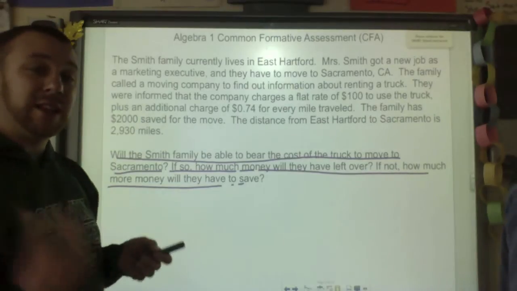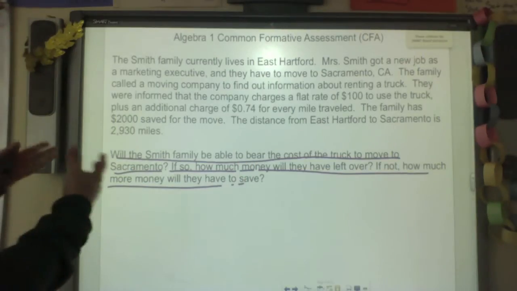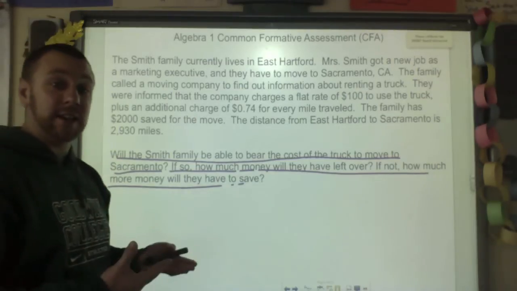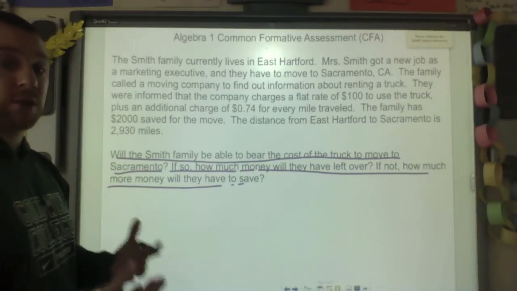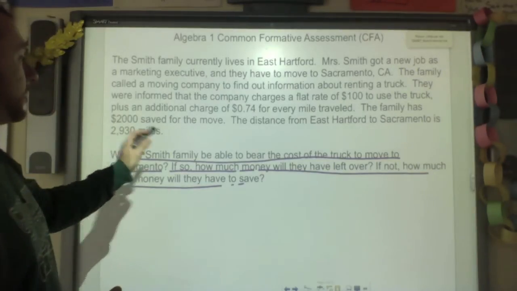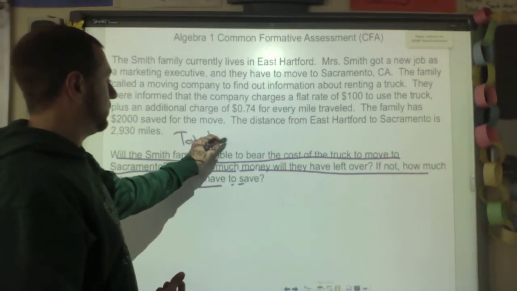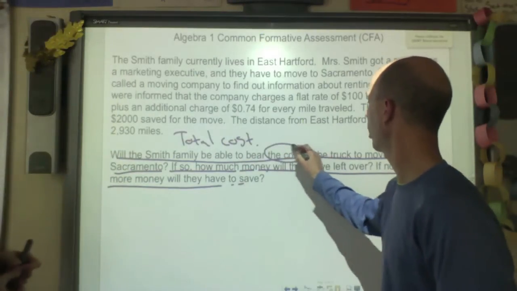But there's one thing that doesn't have a question mark, okay? And it's in the problem, all right? What do we need to find, okay? Well, what are they talking about? The total cost, okay? So, we need to find the total cost. Again, if you look at the question, it's right in the question. Will they be able to bear the cost?